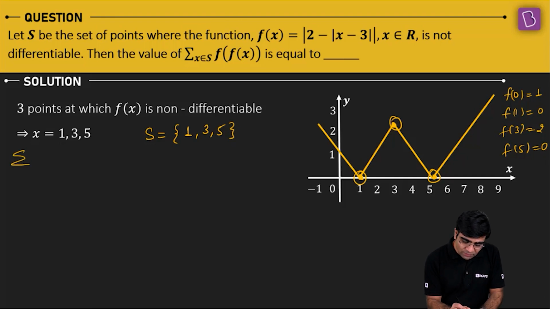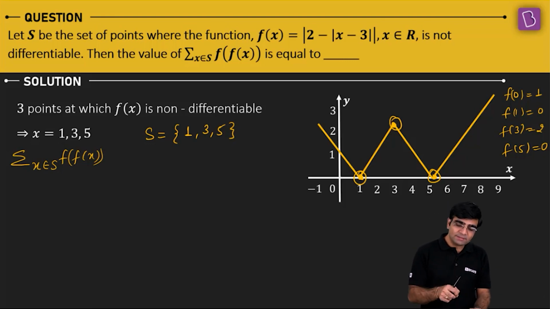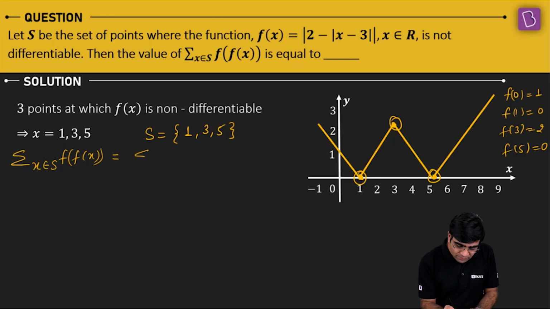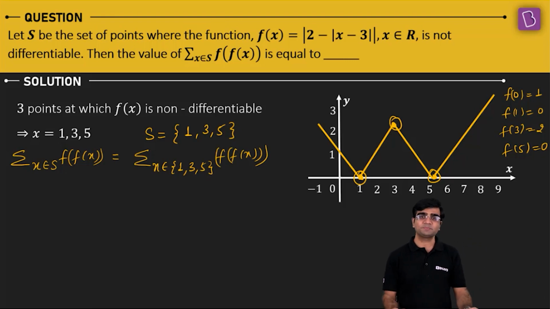I have to go for the question. The question says I'm looking for the sigma, with the condition that x belongs to capital S, of f of x. So I have to take the sigma for those values in set S, which are nothing but 1, 3, 5, and find the value of f of x at those points. That is, I will be looking for sigma, x belonging to 1, 3, 5, of the expression f of x.